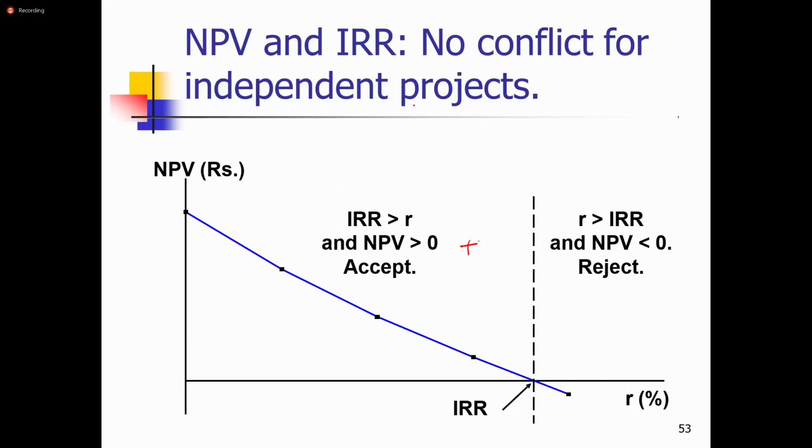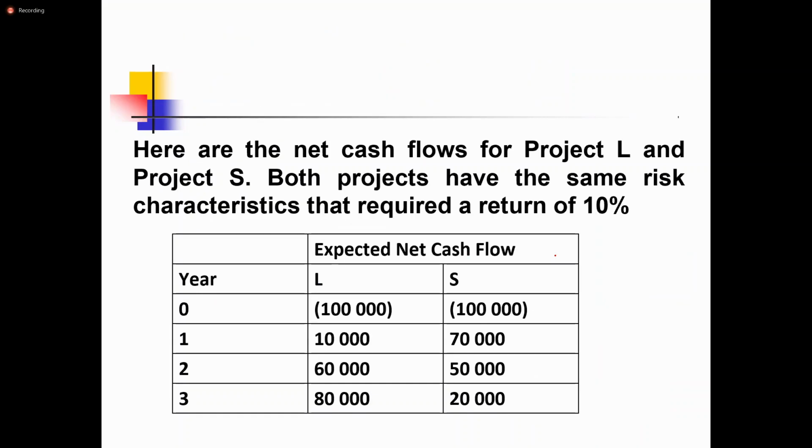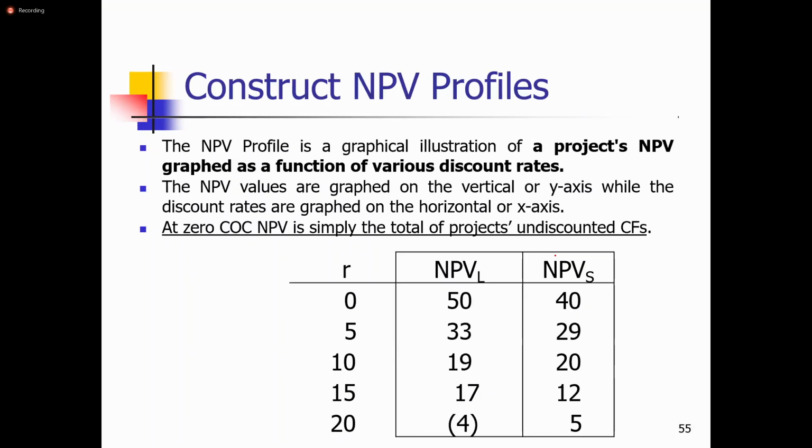So no conflict in the independent project. And also when the cost of capital is greater than the IRR, NPV is less than zero, that means NPV is negative. So both criteria recommend you to reject the project. No conflict. This is in the case of the independent project. But anyway, later you can calculate these things for the project.